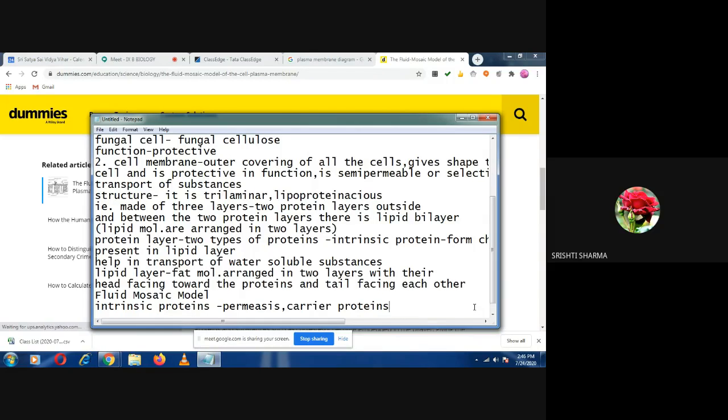So for today, we will do only this much, that is the cell membrane structure. So I am stopping. All have noted the whole structure of the cell membrane? The diagram I'll send it and everyone draw it in the notebook. Okay, so I'm stopping the sharing.